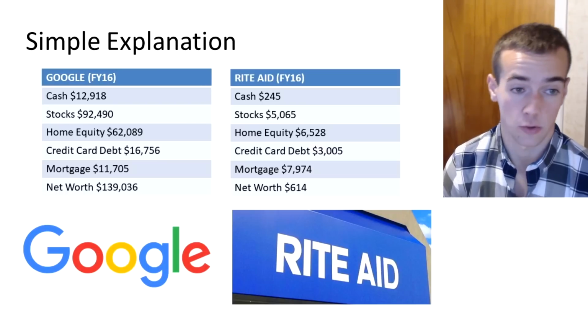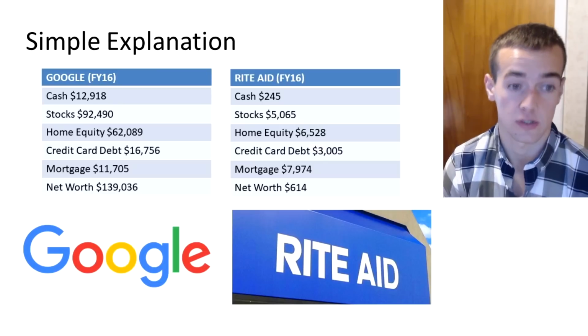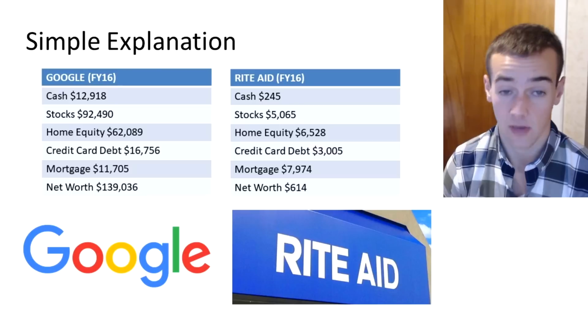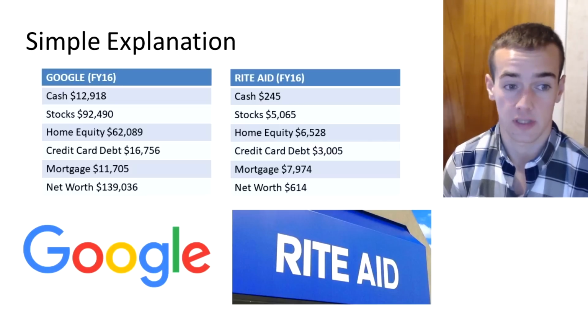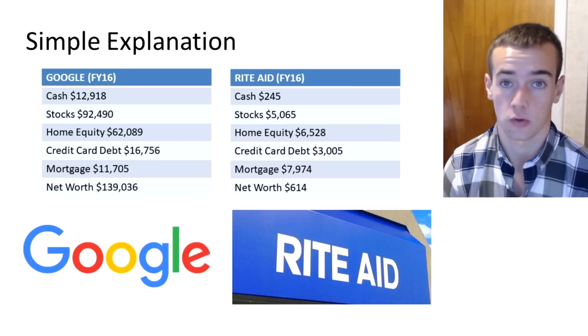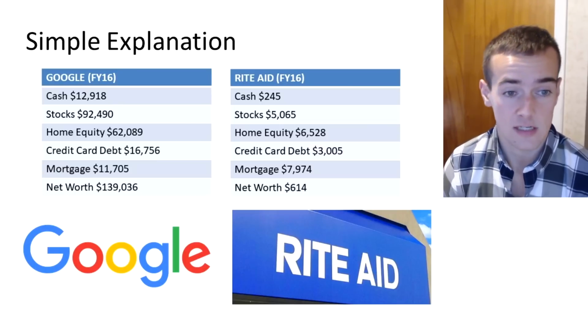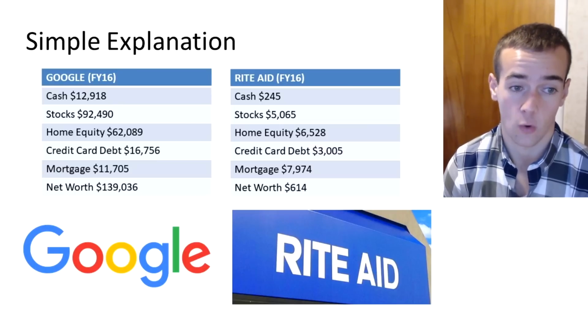So your stocks would be your current assets. You have $92,490 in investments that are easily convertible into cash. And then we're going to consider your home equity as your non-current assets. These are your long-term assets. So you have $62,089 built up in home equity.